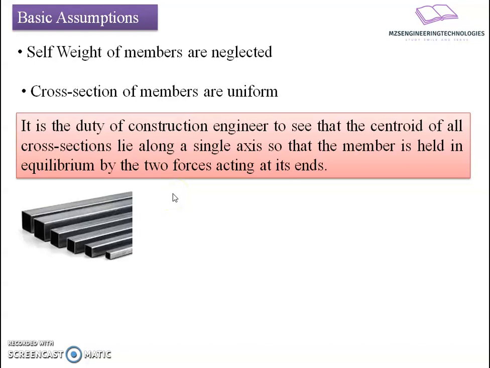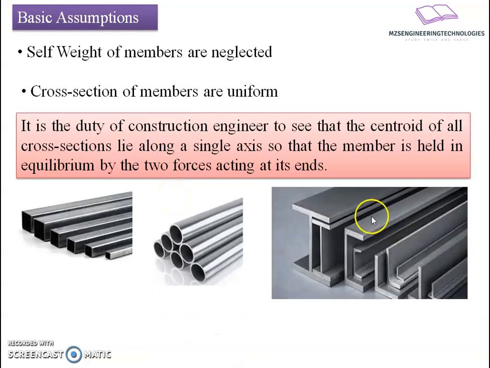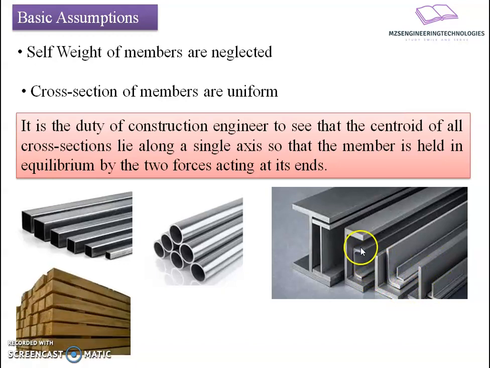Various cross sections which are used in preparing trusses are hollow square pipes, circular pipes, and mild steel rolled steel sections. It may be cold formed or hot rolled steel sections of different shapes like I shape, channel shape, angle shape, or T shape, but light in weight. Heavy sections are not used in trusses, because, as we have said, the self-weight of the truss should be very much less. Sometimes, depending upon the load carrying capacity, we require light members also. So sometimes timber trusses have been used.